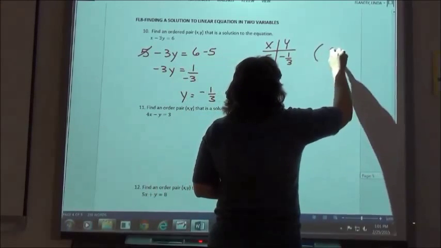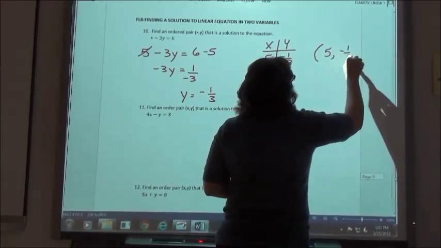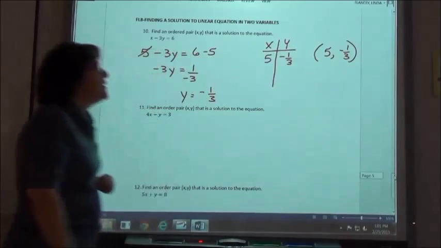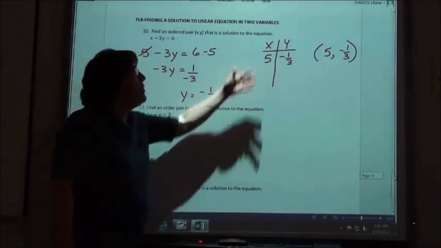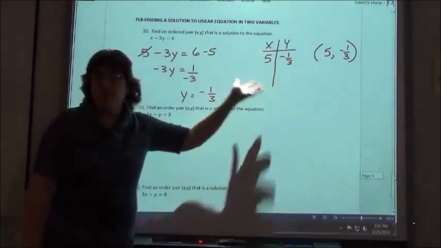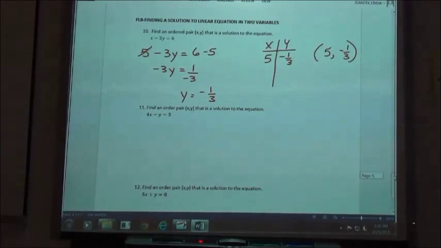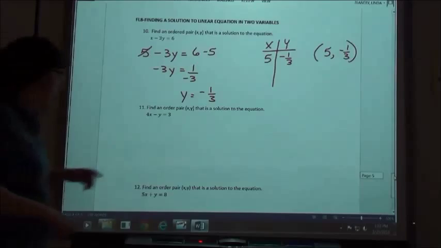So my ordered pair solution would look like this because we write it as a point. When x is 5, y is negative 1/3. Now, you can imagine there's 5 million different answers because you can pick whatever number you want to use. If you really wanted to use negative 243, you could, but that would be a lot of work.